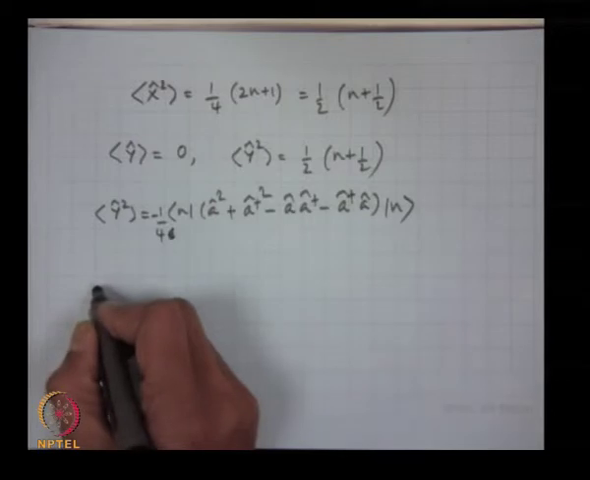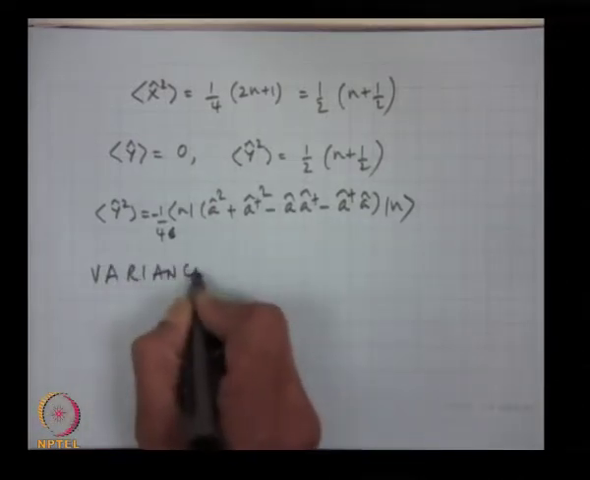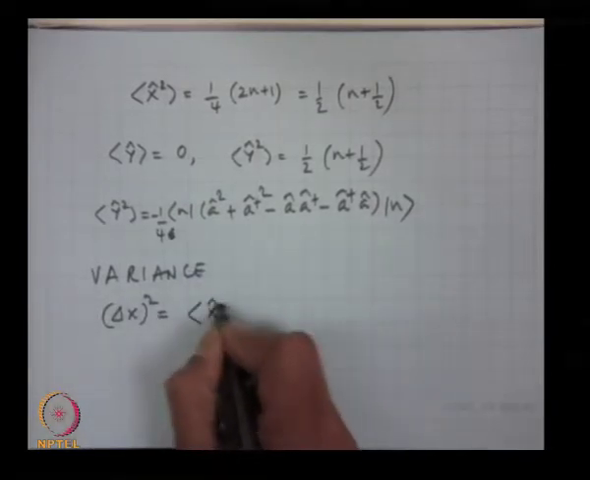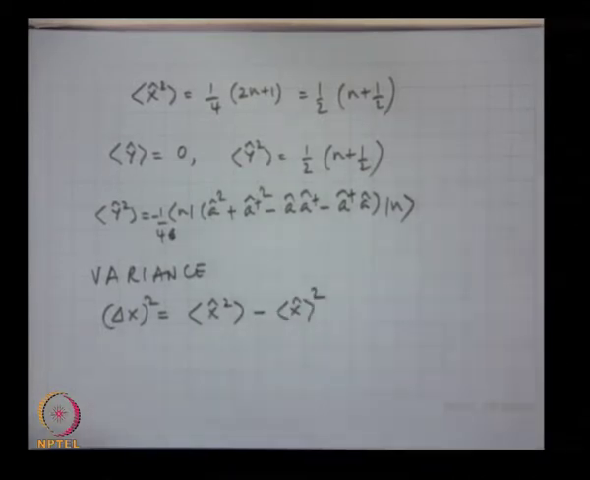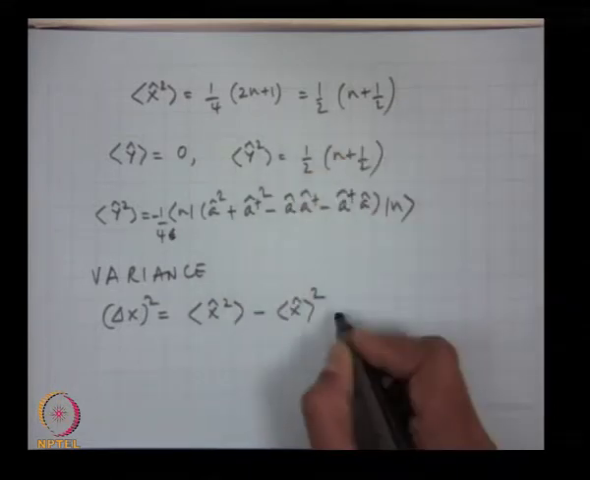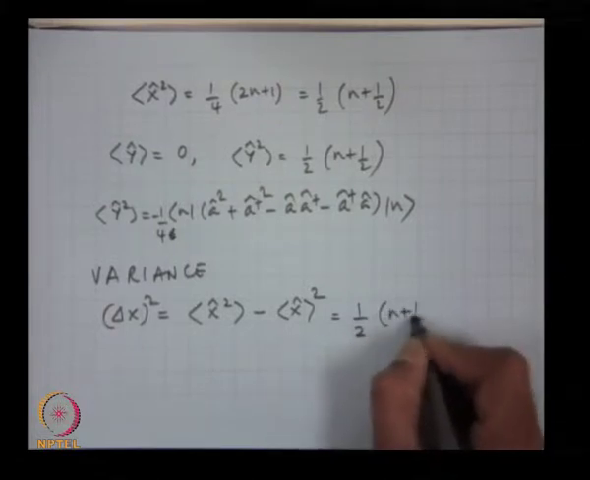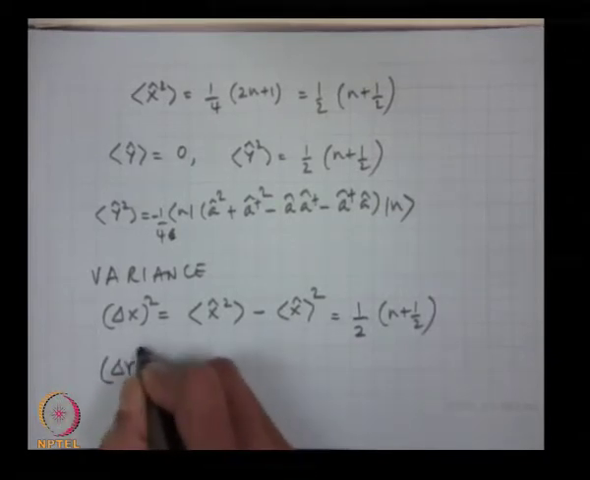So we define the variance of a quantity. For example, delta x square is x square average minus x average square. Because x average is 0 and x square average is half of (n plus half), the variance in x is half of (n plus half). And similarly, the variance in y is also half of (n plus half).